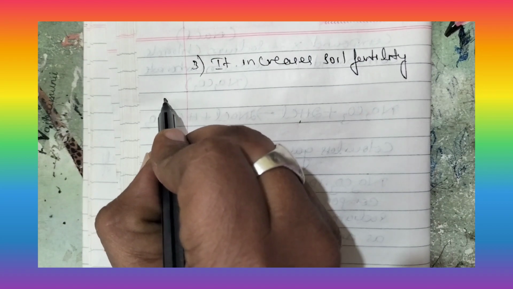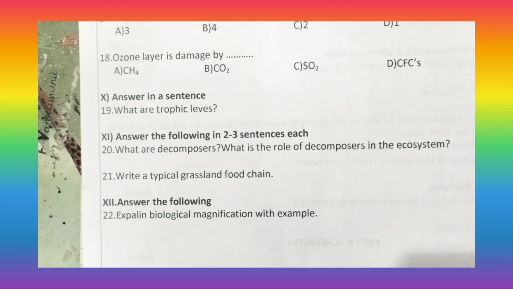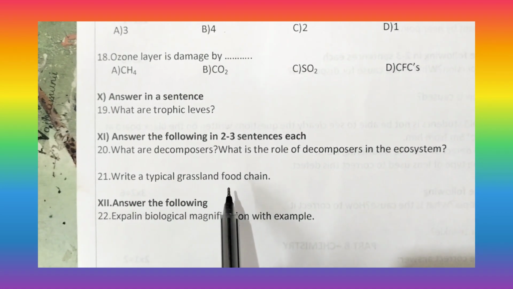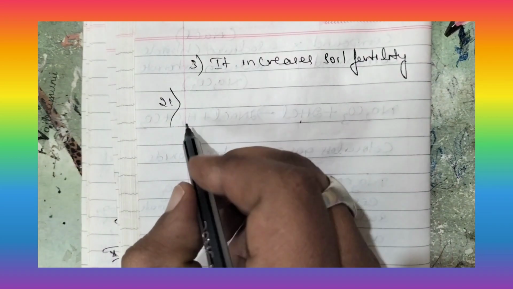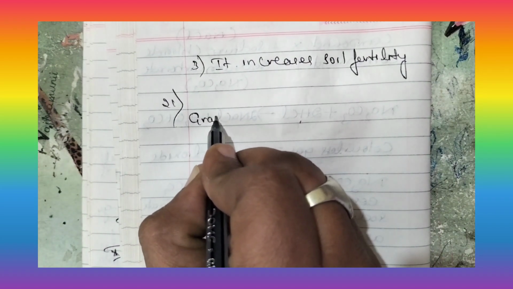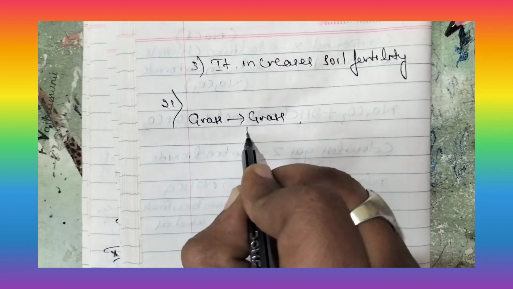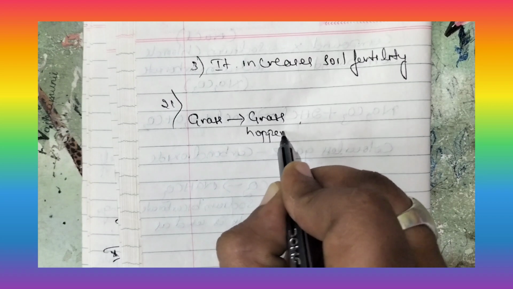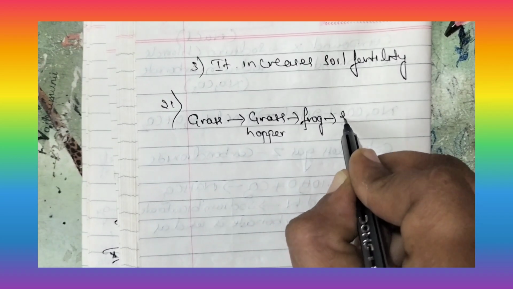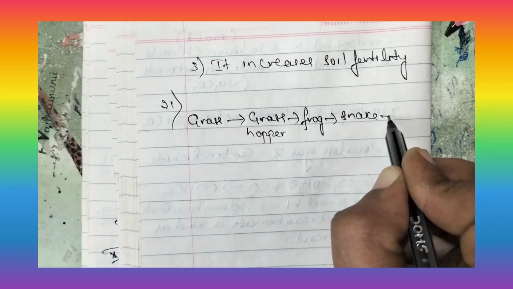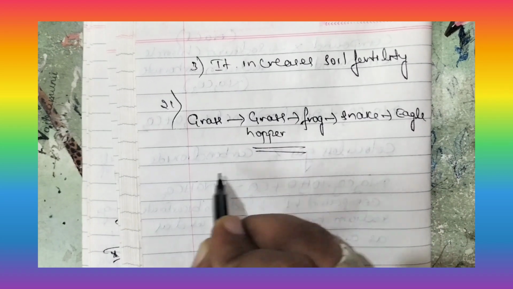Now let us move to the 21st question. The 21st question is, write a typical grassland food chain. So let us write the typical grassland food chain. So here grass is there. This grass is eaten by grasshopper. Grasshopper is eaten by frog. Frog will be eaten by snake. And snake will be eaten by eagle. So this is a typical grassland food chain.